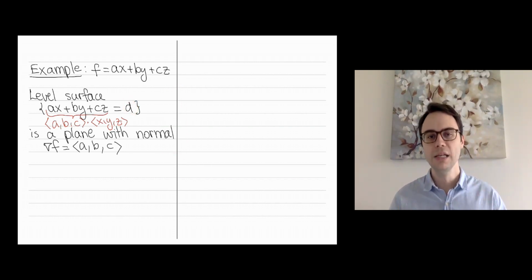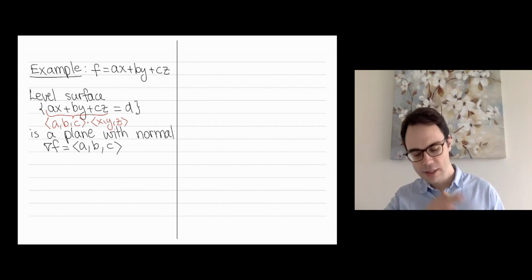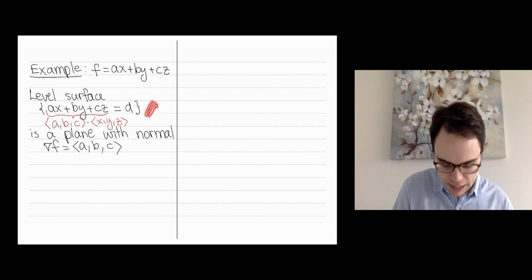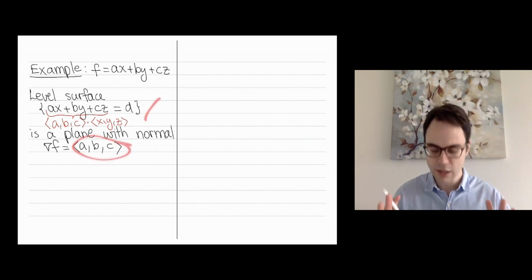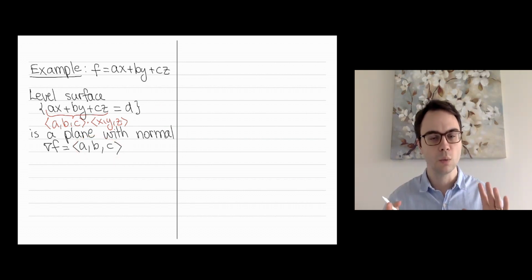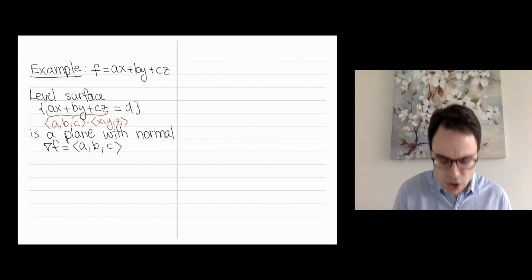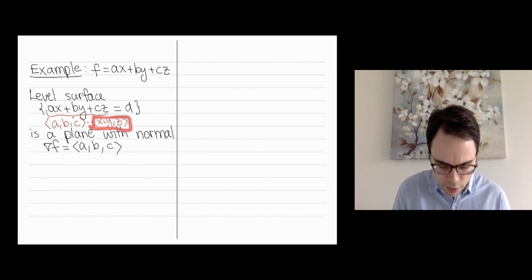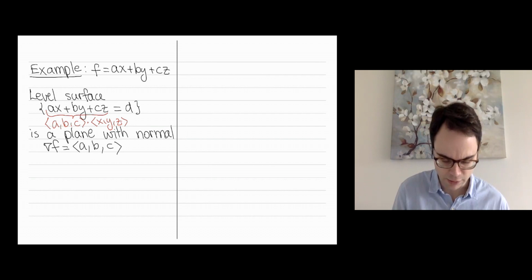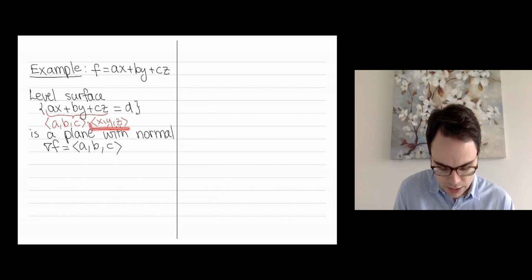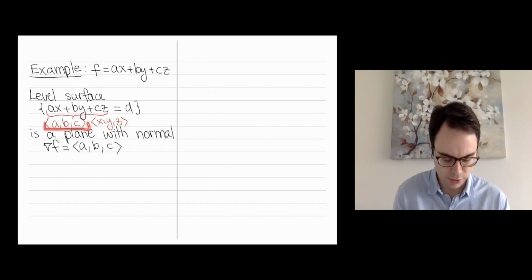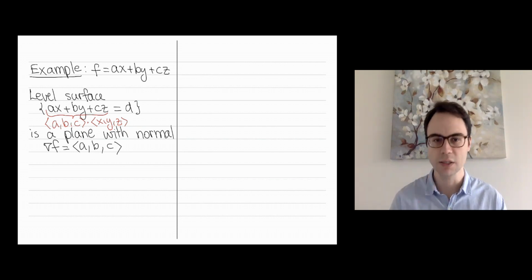And I claim that when D is 0, the statement that the normal vector for the plane is ABC is okay. Just because the equation of the plane is telling me we're looking at all points XYZ with dot product with ABC equal to 0. Dot product being 0 is the same as saying the two vectors are perpendicular. So the very definition of the plane, when D is 0, tells me that it consists of all points XYZ which are perpendicular to ABC. In other words, the normal vector of the plane is ABC.